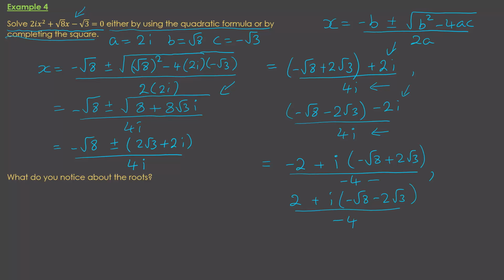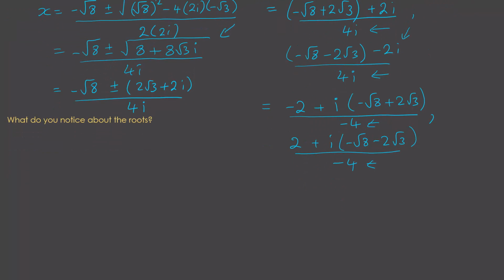Now obviously we shouldn't have the negative 4 on the bottom, so if we multiply top and bottom by negative 1 now, we're going to get 2 take away i negative root 8 plus 2 root 3 over 4, and then we're going to have negative 2 take away i into negative root 8 minus 2 root 3 all over 4.